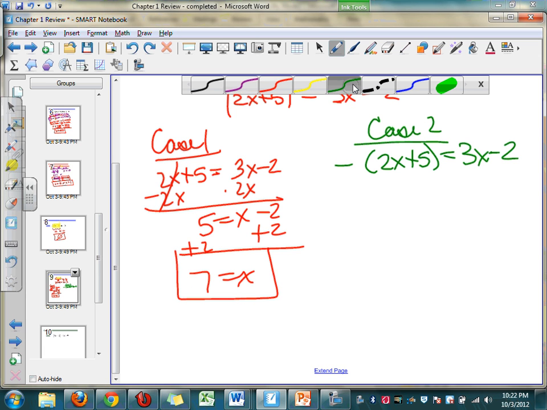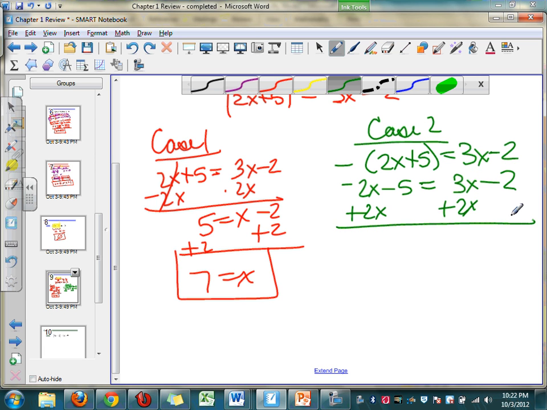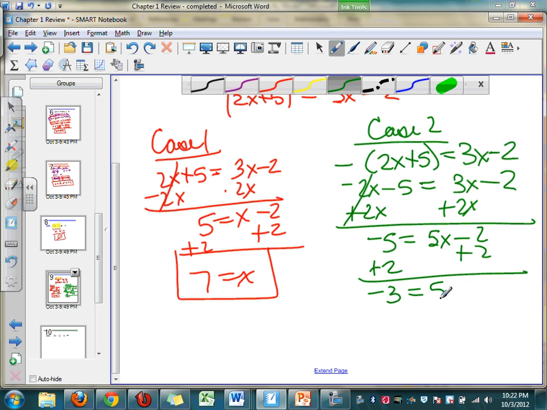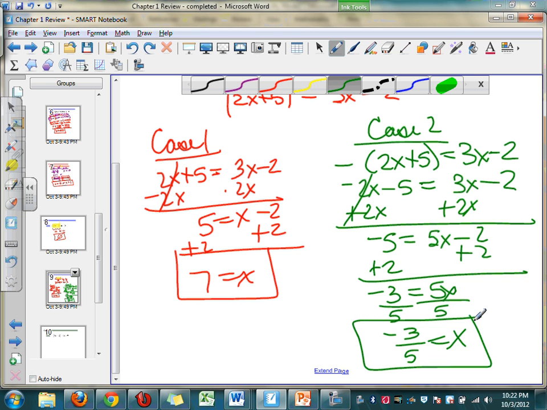There's that one. Come back over here, distribute. Negative 2x minus 5 is equal to 3x minus 2. Add the 2x. Minus 5 is equal to 5x minus 2. Add the 2. Negative 3 is equal to 5x. Divide by 5. Negative 3/5 is equal to x. And you get your answer.